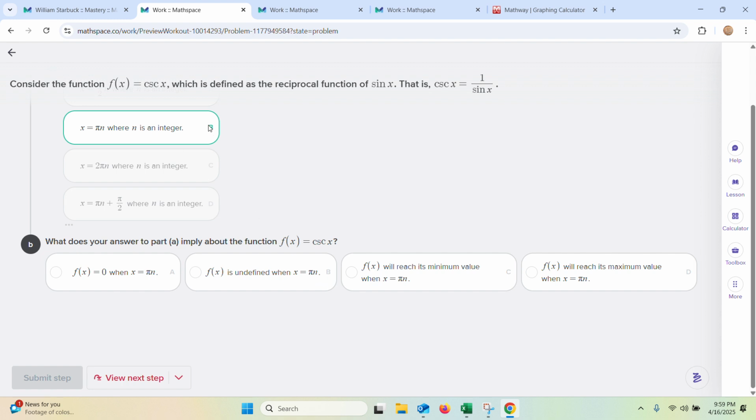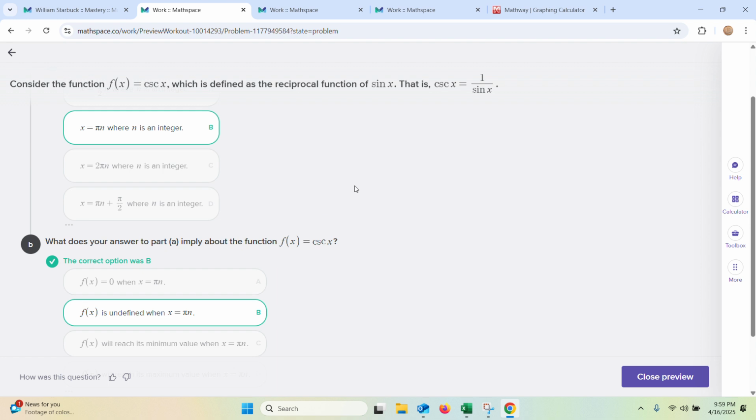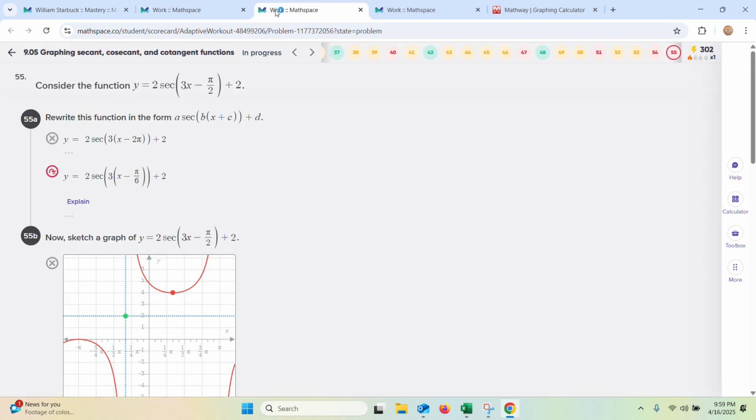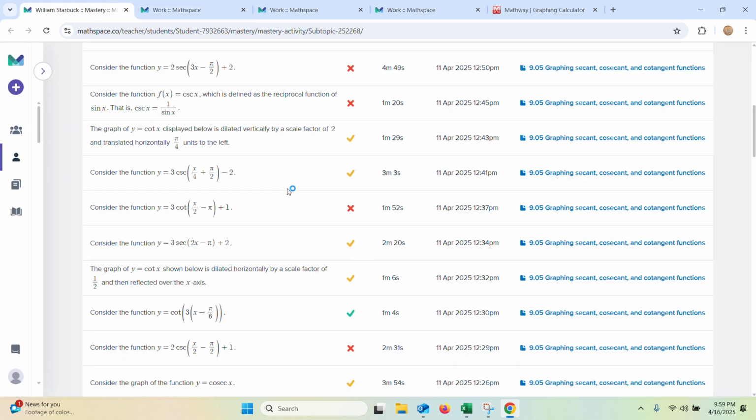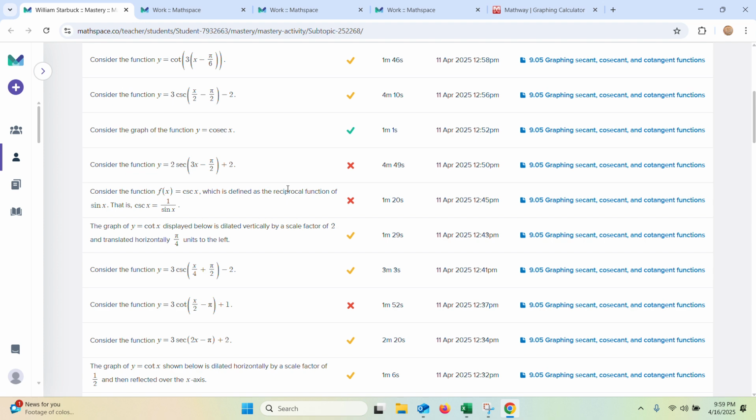So this part, x equals pi over n, is going to be the same. What we're looking for is this. It's undefined. Which is this one? This one. Okay.